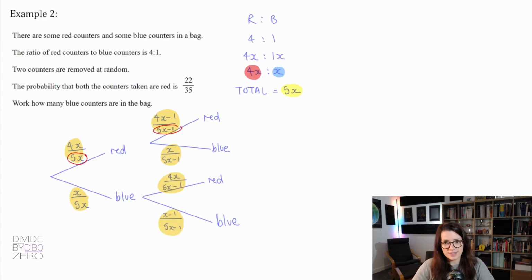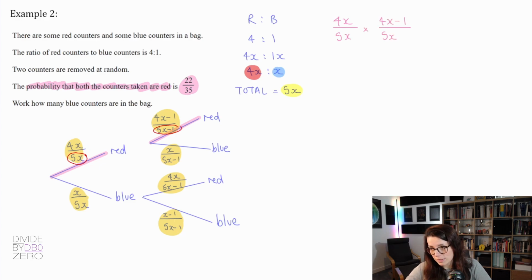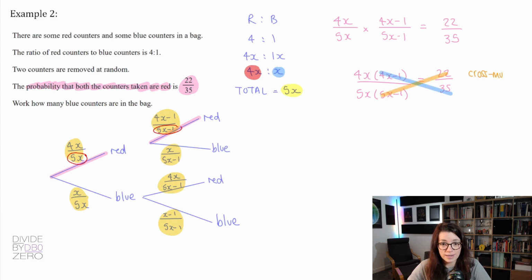Now, in the question, it says the probability that both the counters taken are red is 22 out of 35. So the pathway that we're interested in is red in this case. If we look at the probabilities along those branches, that's going to be 4x out of 5x times 4x minus 1 out of 5x minus 1 is equal to 22 out of 35. Again, this is now just an algebraic fractions problem. So we times the tops times the bottoms equal to 22 over 35. We cross multiply because again, we've got 2 fractions equal to each other and this will eliminate the fractions.